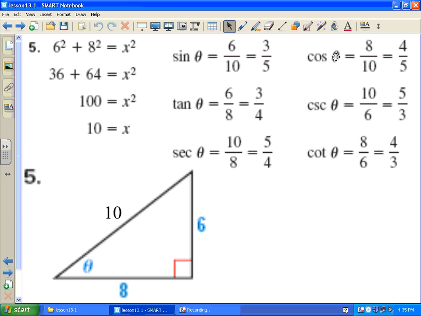Cosine of angle theta, adjacent over hypotenuse. Angle theta, adjacent side 8, hypotenuse 10. 8 over 10 reduces to 4/5. And then once again, secant and cosine, those are reciprocals of each other. 4/5, 5/4. Sine and cosecant have a similar relationship. Tangent and cotangent have the same relationship. 3/4 for tan, 4/3 for cotan.